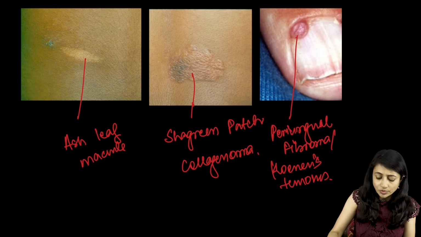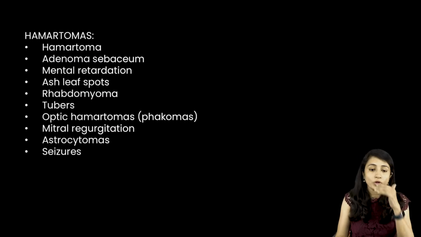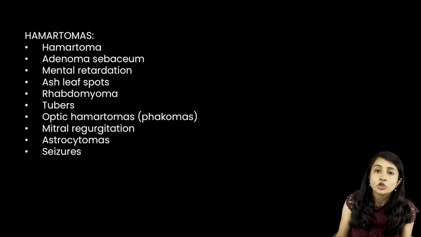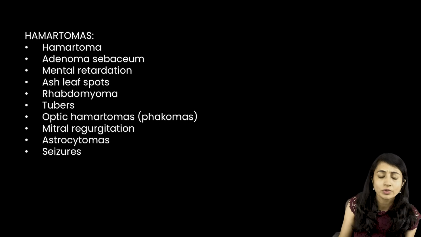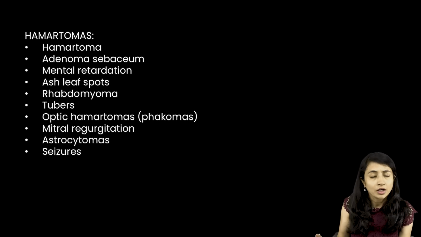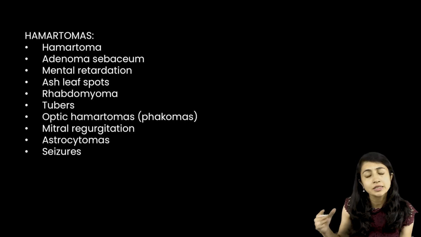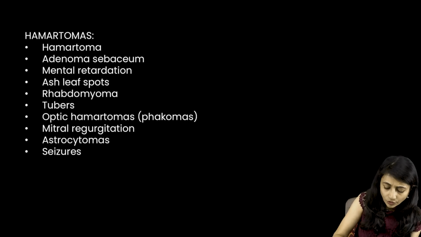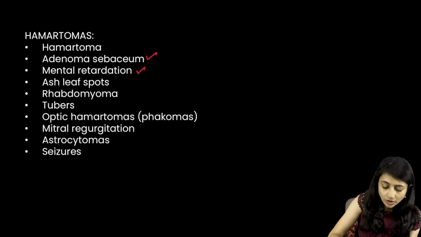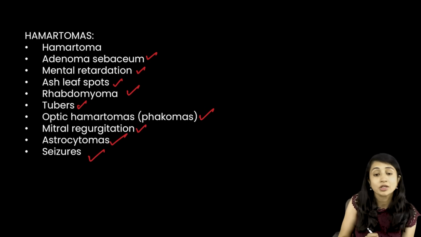However, again with tuberous sclerosis, you can remember the mnemonic hamartomas. Tuberous sclerosis is full of hamartomas. So you can see hamartomas in liver, lung, kidneys, everywhere. Then A for adenoma sebaceum, M for mental retardation, A for ash leaf spots, rhabdomyomas in kidney, T for tubers in the brain, optic hamartomas, mitral regurgitation, astrocytomas and seizures.